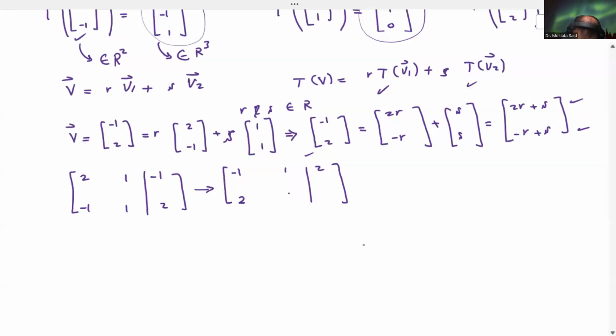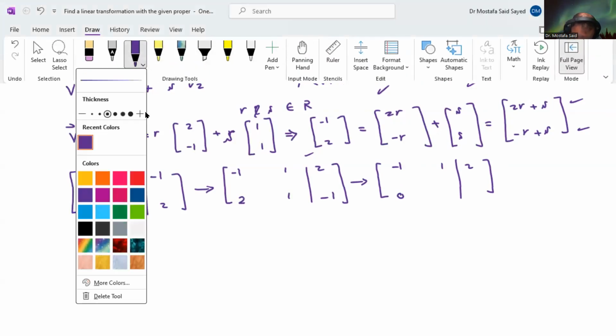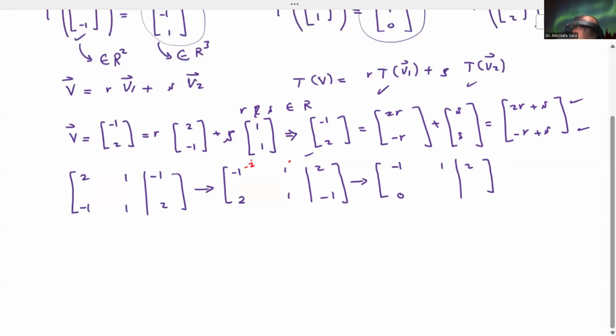And put the row 1 as row 2. We multiply the first row by 2 and add it to the second row, minus 1, 1, and 2. When we do that, let's do it with another color to make it clear for you guys. So when we multiply the first row by 2, this will be minus 2, this will be 2, this will be 4. So minus 2 and 2 will give us 0.